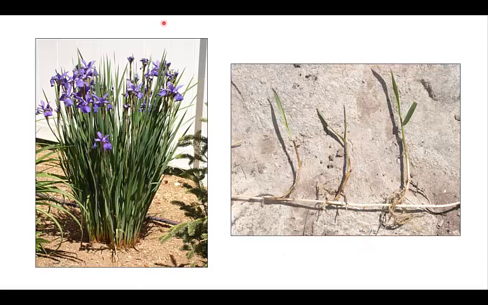This plant over here on the left is an iris. This would be Siberian iris, and it is an example of a clump forming perennial, or one that produces an expanding crown.